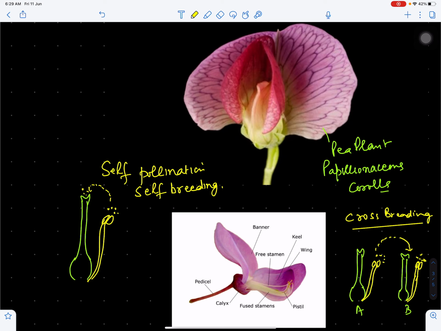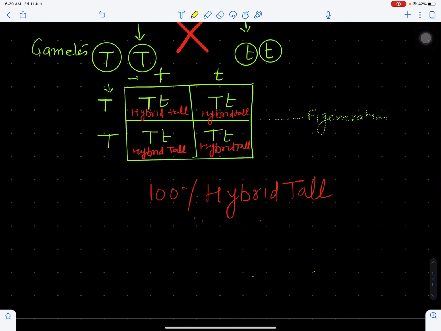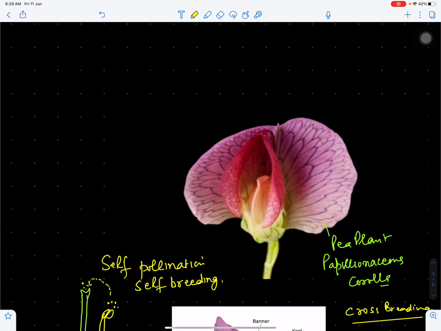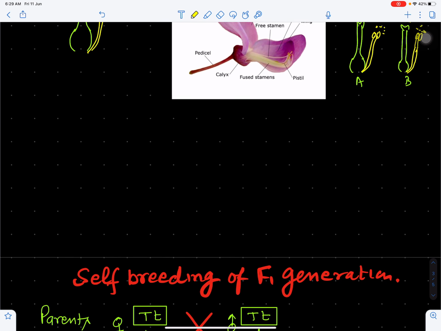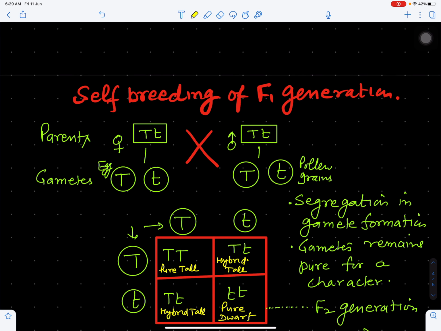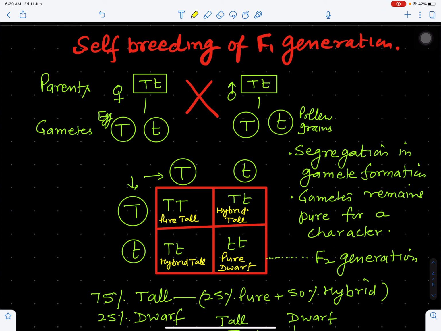So now we will take this F1 generation hybrid tall plants and proceed with self breeding. So this is self breeding of the F1 generation, or first filial generation. Now in this case we are going to take plants which are heterozygous hybrid tall. This is female, this is male, and these are the parents. Now they will form gametes. The female will have the egg cell and the male will produce pollen grains. They will form male gametes. Ultimately fertilization will take place.